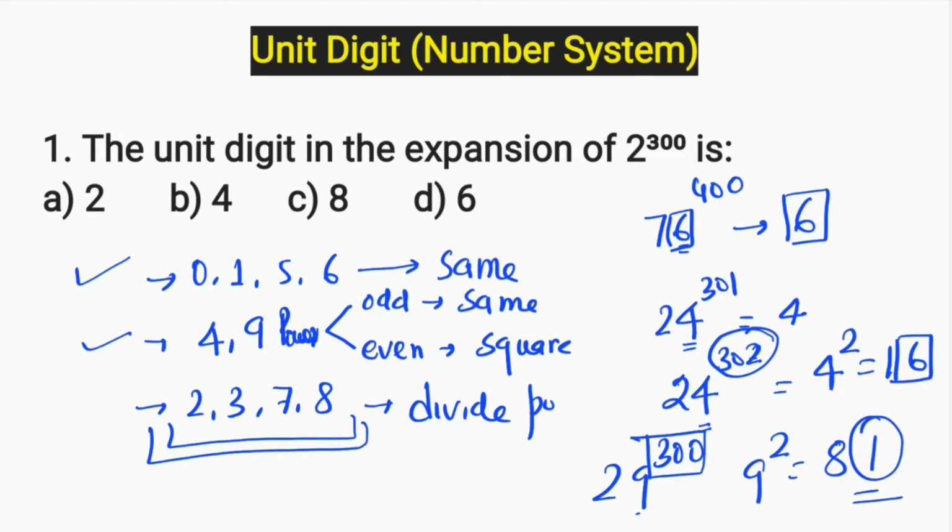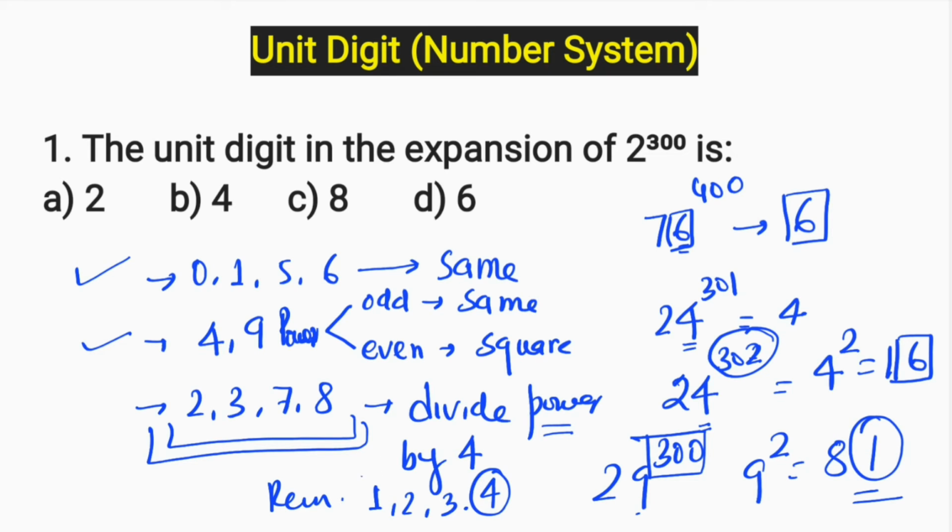Divide the power by 4 and then you have to write the remainder. Well, remainders will be 1, 2, 3, and of course in some cases you will get remainder 0. But when you have remainder 0, don't write 0, write 4.